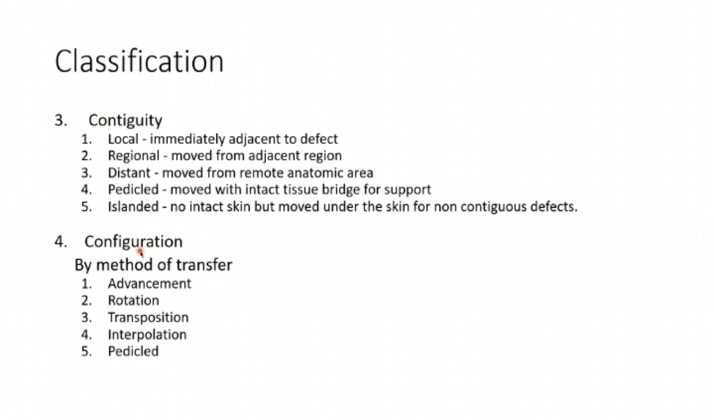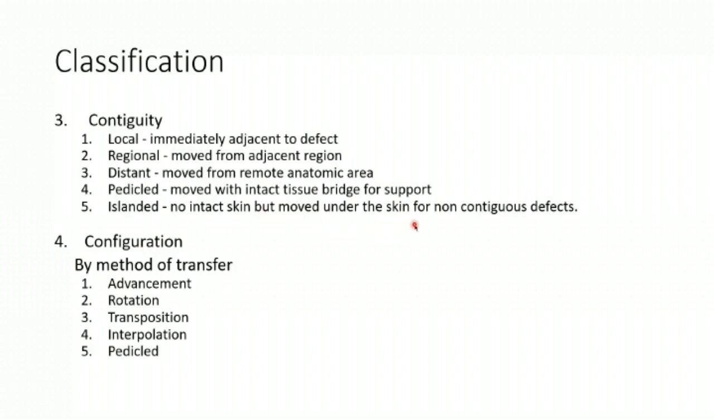Based on contiguity, flaps could be local, that means the flap is raised adjacent to the wound defect that needs to be covered. It could be regional, moved from an adjacent region in the body. It could be distant, that means it's moved from a remote area to another area. It could be pedicled, that means it's moved with intact tissue to bridge for support, or it could be islanded. There is no intervening skin, but it is moved under the skin for a non-contiguous effect.